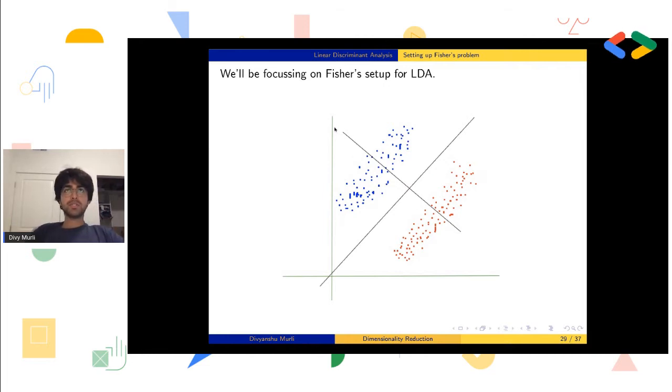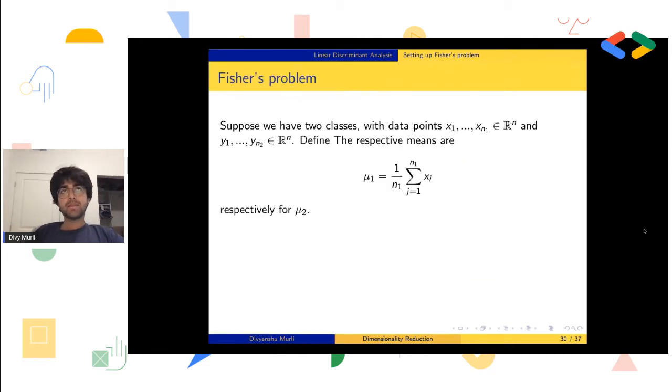So the question is, how do we choose this line? What is the best line to choose? To do that, we'll be using what's called Fisher's linear discriminant analysis, which is the way that Fisher approached setting up this problem. Let's start with the simple case. Let's say we have two classes embedded in some n-dimensional Euclidean space, and we'll define the respective means to be mu1 and mu2, where in mu2 we just replace xi by yi and n1 by n2.